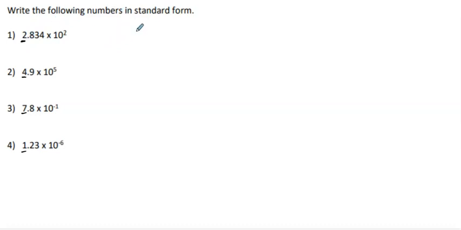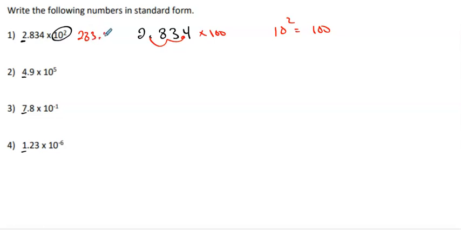So writing this in standard form, you have 2.834 times 10 squared, and I want to get rid of the 10 squared. 10 squared is simply 100, so I'm multiplying this by 100. Anytime you multiply by 100, you're simply moving the decimal over 2 times to the right, and your number here is 283.4. So 283.4 is the same as 2.834 times 10 squared, in a nutshell.